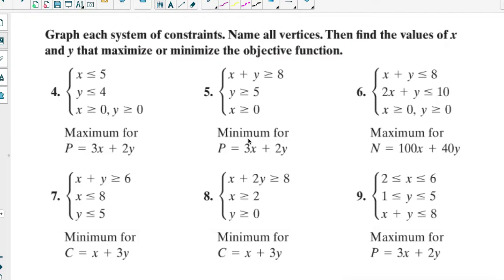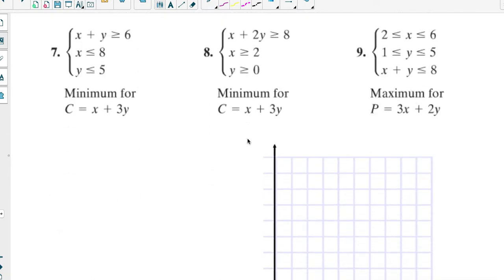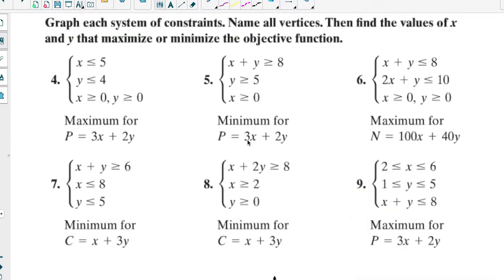Right, guys, this is the second question from 3-4, and this is one where you have to graph your linear inequalities and then identify your vertices and then test those. All right, so looking at number 6.